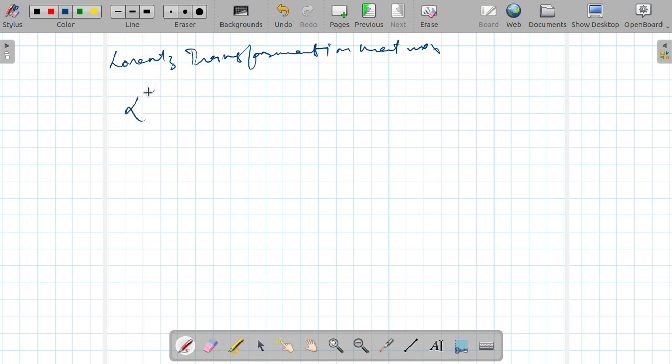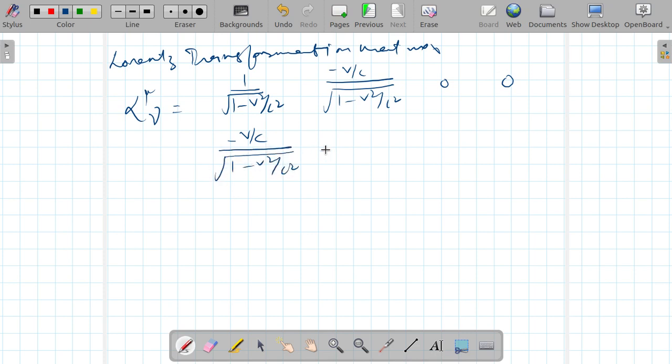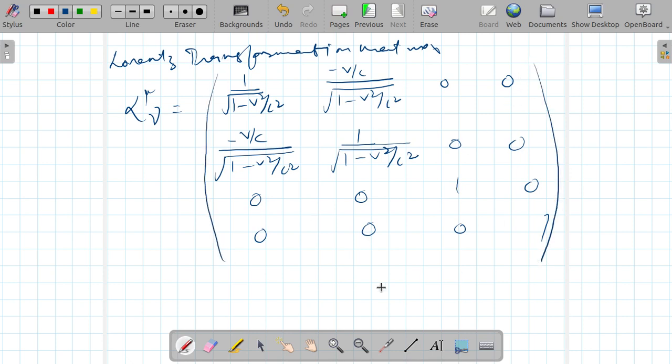The Lorentz transformation matrix can be written as alpha mu nu as 1 over 1 minus v square over c square under the root, minus v by c over 1 minus v square by c square under the root, 0, 0. Then minus v by c over 1 minus v square by c square under the root, 1 over 1 minus v square over c square under the root, 0, 0. Then 0 0 1 0, and 0 0 0 1. And let us call v over c as beta.